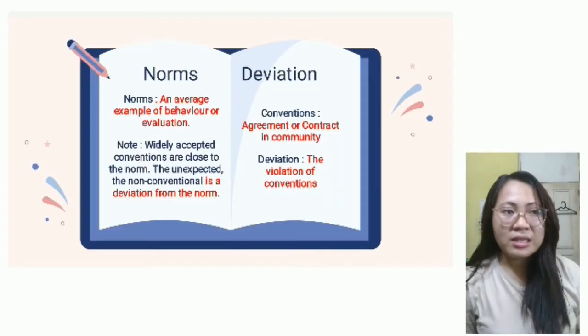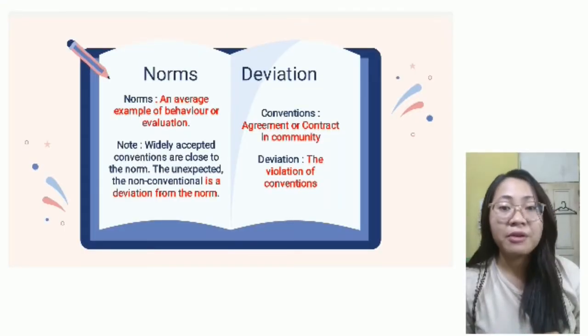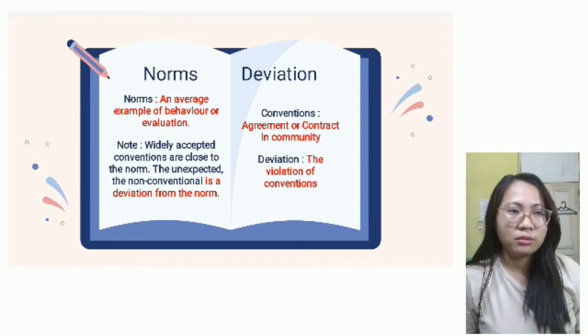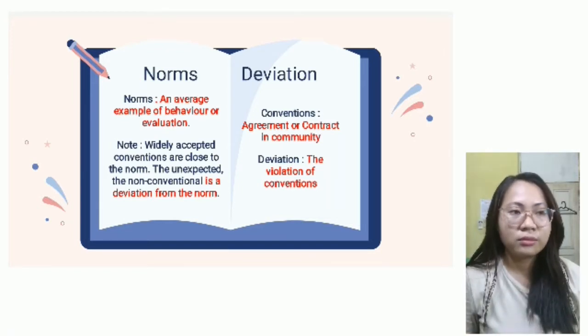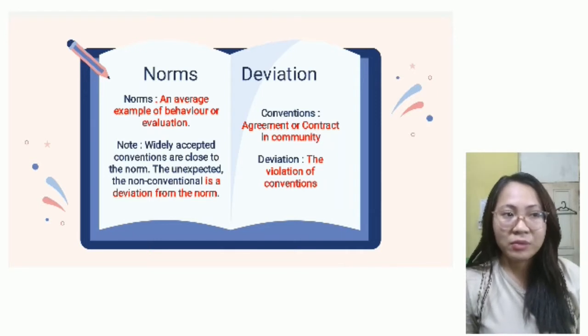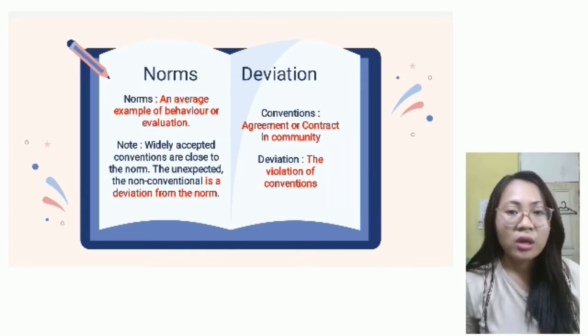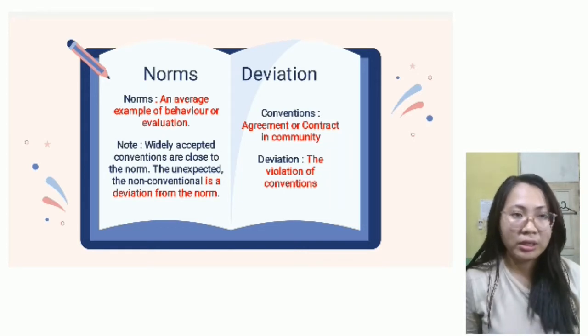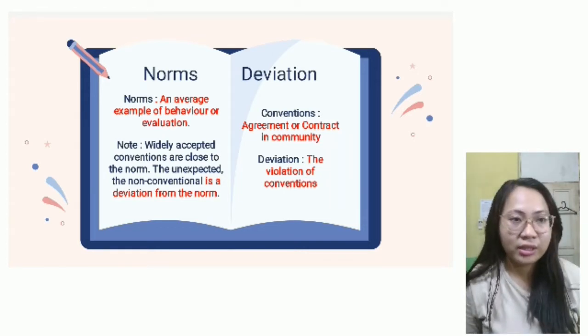Norms is an average example of behavior or evaluation. Pay attention to this note. Widely accepted conventions are close to the norm. The unexpected, the non-conventional, is a deviation from the norm. Conventions is an agreement or contract in a community, and the deviation is the violation of conventions.